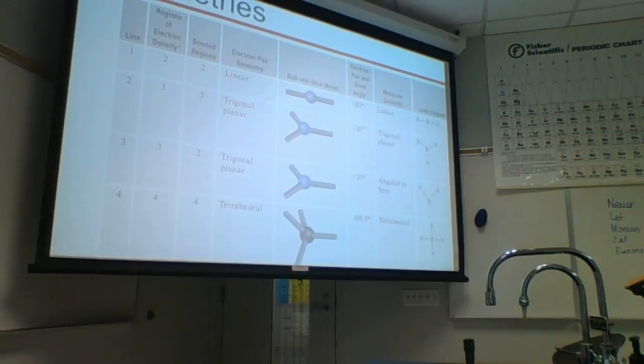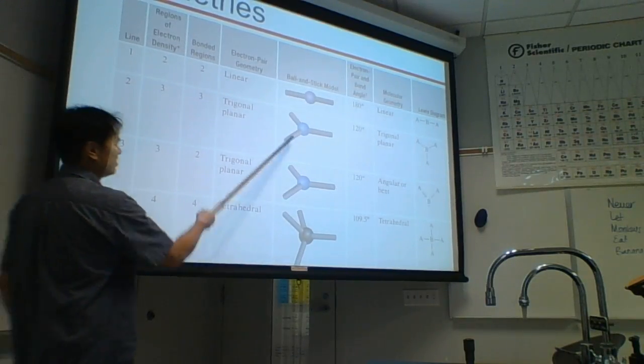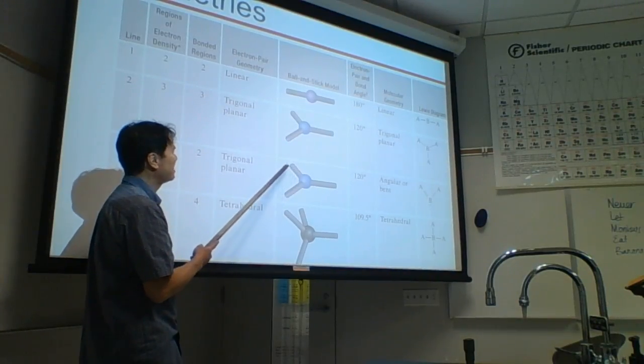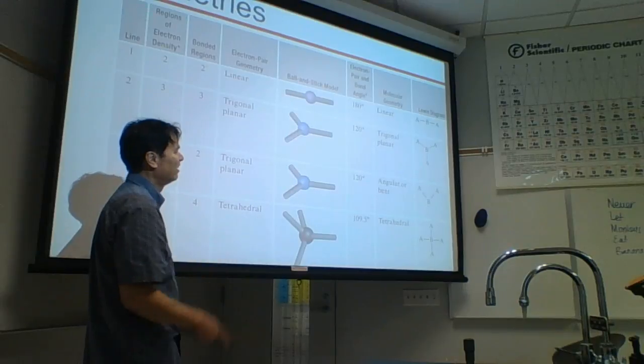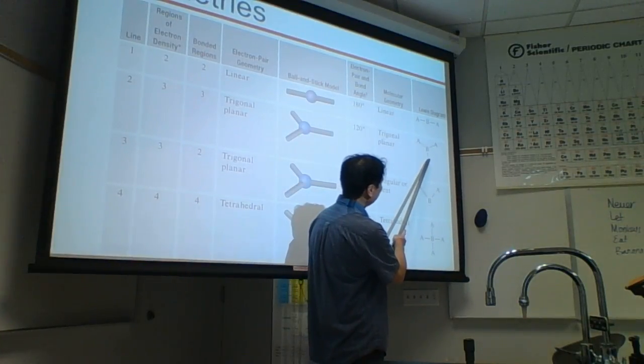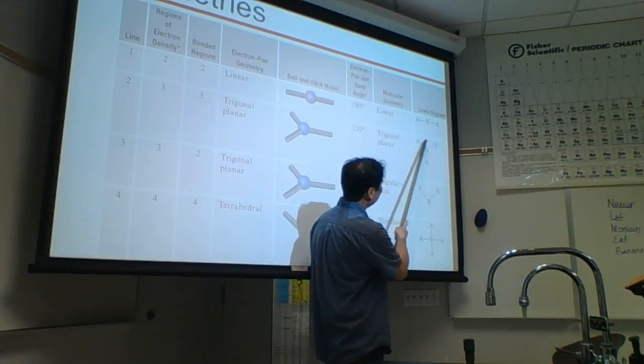So why did they do this? If we have 3 groups of electrons, it's trigonal planar. Why do we have 2 trigonal planars here? We have 2 trigonal planars here because of how many bonds we have. So for example, when we look at this molecule, we have 3 bonds here.